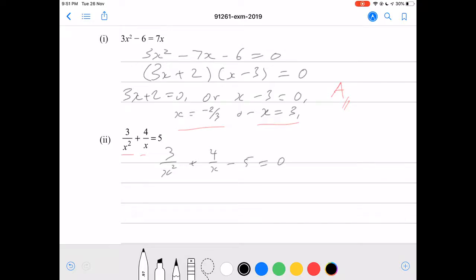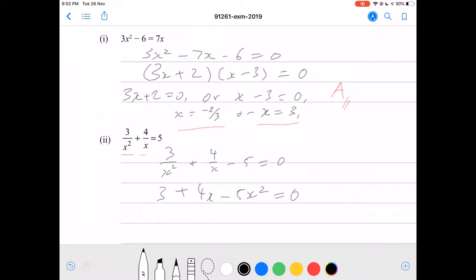So if you multiply everything right now by x squared, we'll actually form a quadratic. So 3 over x squared times x squared is just 3. Plus 4 over x times x squared. So x times x squared is x squared over x, which is just x, so plus 4x. Minus 5 times x squared, which is minus 5x squared, equals 0.